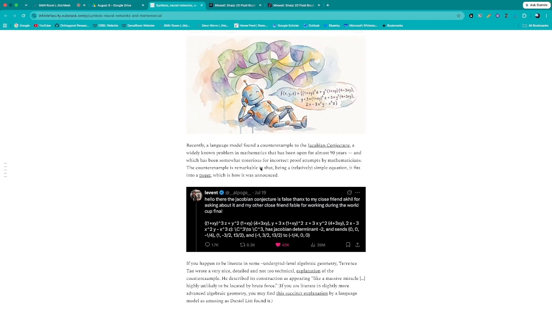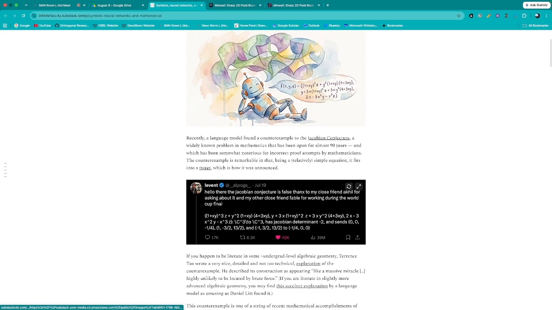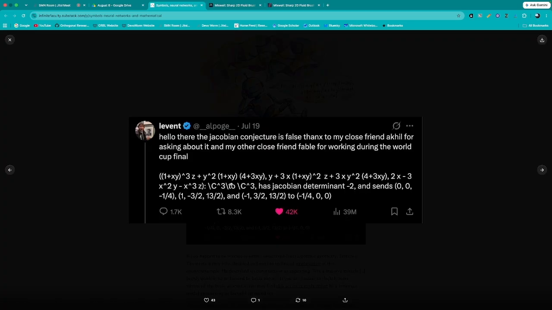The counterexample is remarkable in that, being a relatively simple equation, it fits into a tweet, which is how it was announced. So this is the tweet where it says, "Hello there, the Jacobian conjecture is false. Thanks to my close friend Akil for asking about it, and my other close friend Fable for working during the World Cup final." And then this is the mathematical statement here.